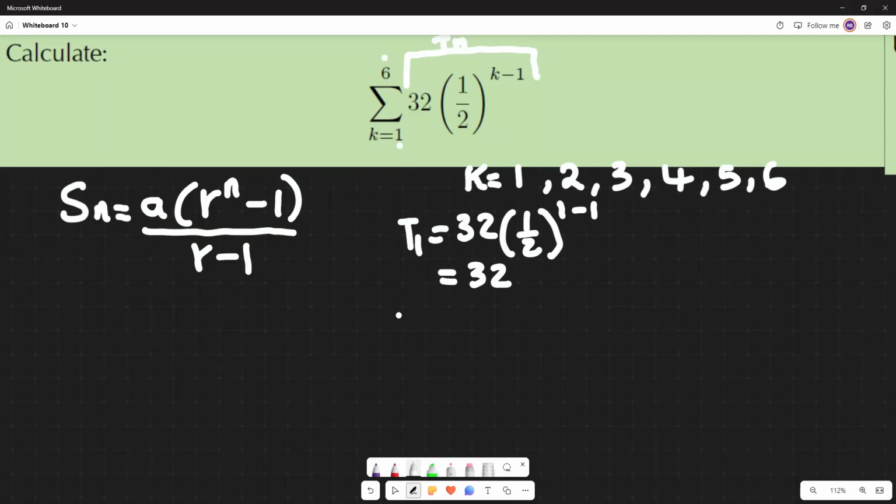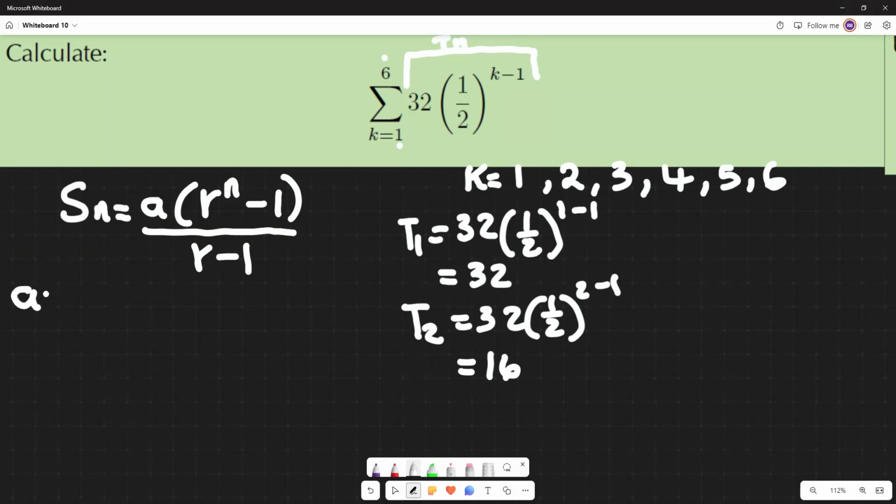Now let's do the second term. T2 will be 32, so you just write the same thing, but you put 2 there. And then let's see what this gives us. I think that should be 16, but let's just press on a calculator to verify. Then it's going to be 2 minus 1. Yes, that's 16. Now we are sorted. We can easily find everything. You can see that a is always the number that you get when you substitute the first part. So we got 32. So that's our a.